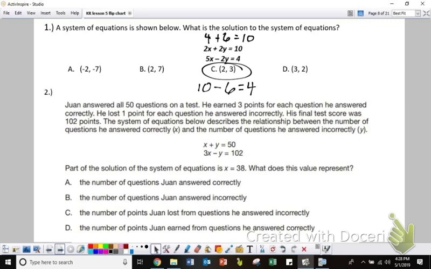So basically what you need to focus on is that the actual question talks about X right here, and it says it's the number of questions that he answered correctly. So it literally just handed you the answer. All you had to do is read, and that's most of the questions that are on the Keystone. So it's just A. It's the number of questions that he answered correctly.